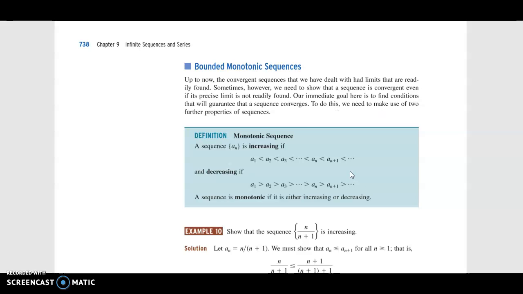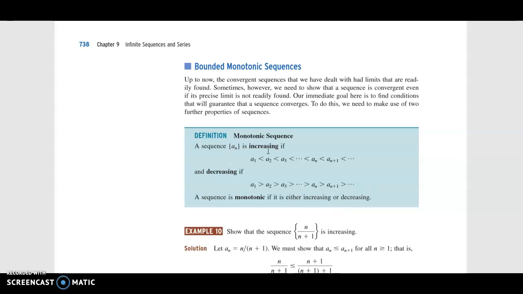Next, a very important one: bounded monotonic sequences. A bounded monotonic sequence means a monotonic sequence which is bounded, or a bounded sequence which is monotonic. A sequence having the property of boundedness and monotonicity. Then what do we mean by a monotonic sequence? A monotonic sequence is one that is either increasing or decreasing.